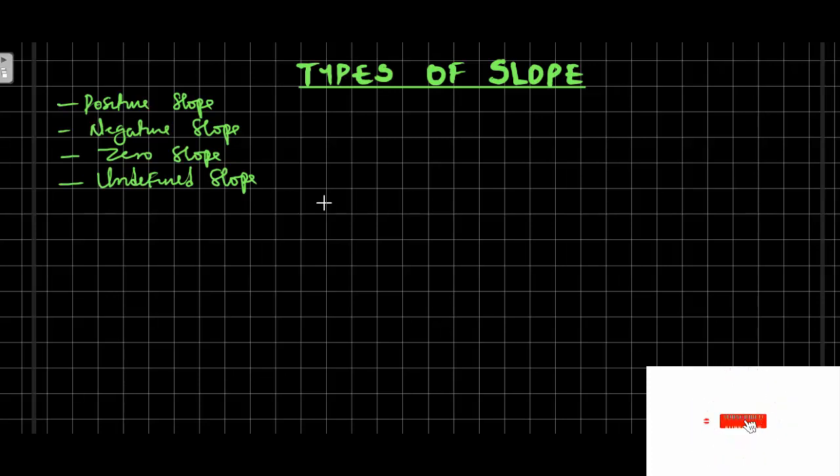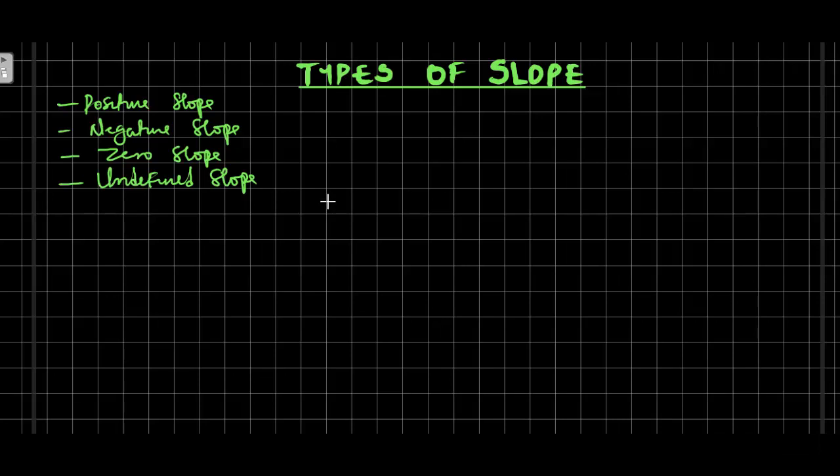All right, so in this video, I'm going to be showing you the different types of slope and how to determine those slopes. But basically, my focus here will be the positive and the negative slope. So there are four basic types of slope, especially for a linear graph. We have the positive, negative, zero slope, and undefined slope.